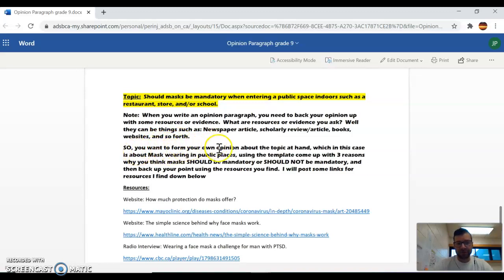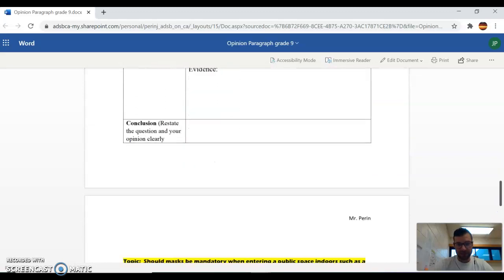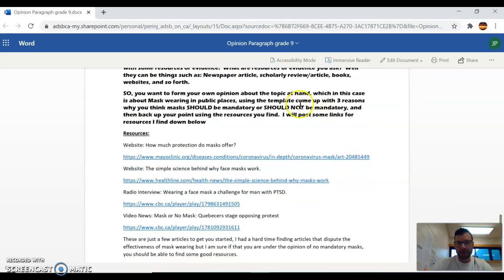So you want to form your own opinion about the topic at hand, which in this case is about mask wearing in public places. Using the template, the graphic organizer that we just went over, right here, this should be your first part of your writing. Come up with 3 reasons why you think masks should be mandatory or should not be mandatory, and then back up your point using the resources you find. I will post some links for resources I find down below.